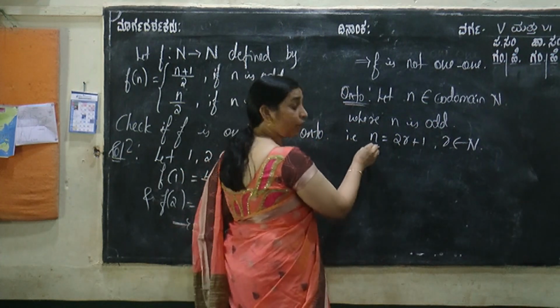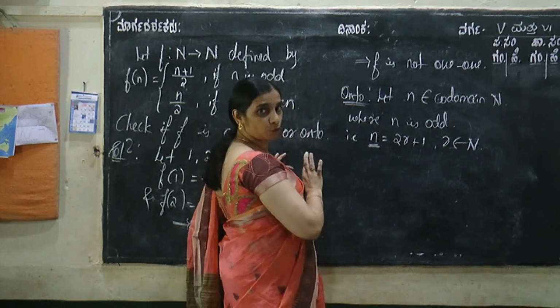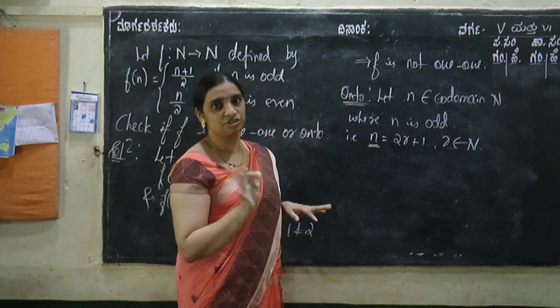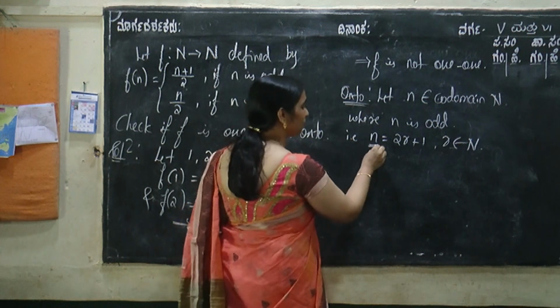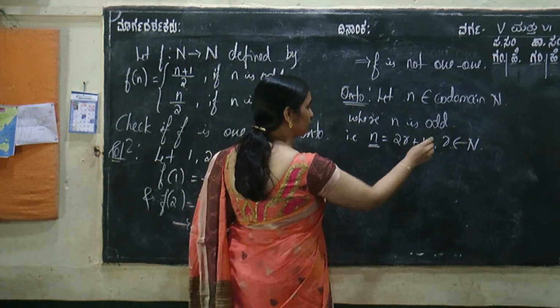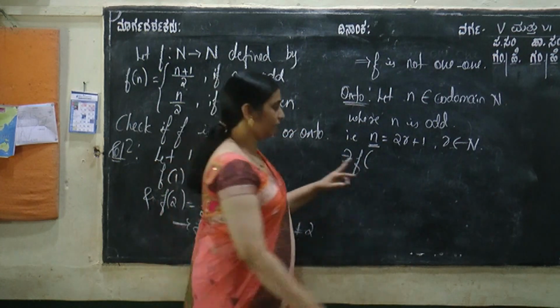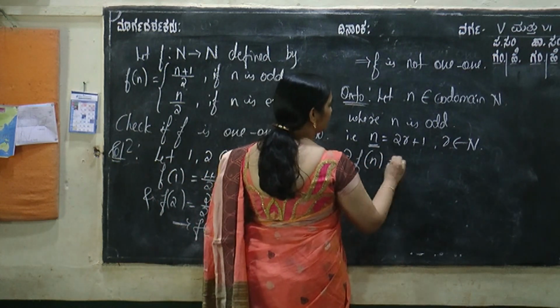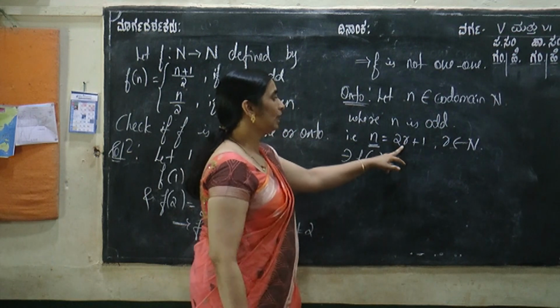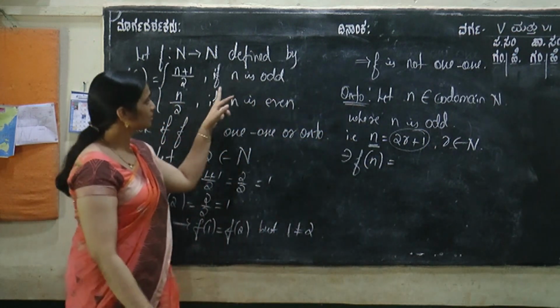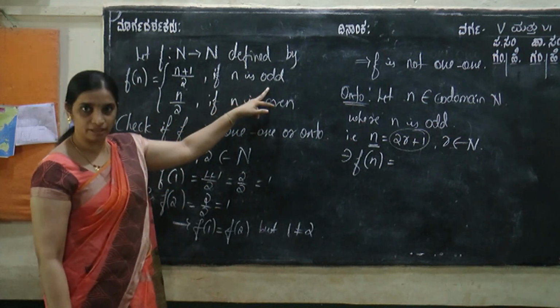I am taking an odd natural number in codomain and have to check whether that number has a pre-image in the domain or not. So what happens? n is equal to 2r plus 1, such that I will write f of n is equal to, n value is 2r plus 1, and n, as we have discussed, we are taking as an odd number.